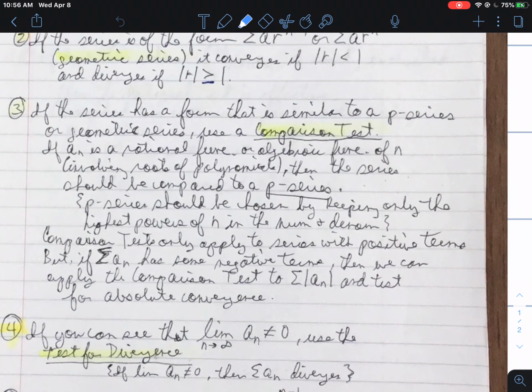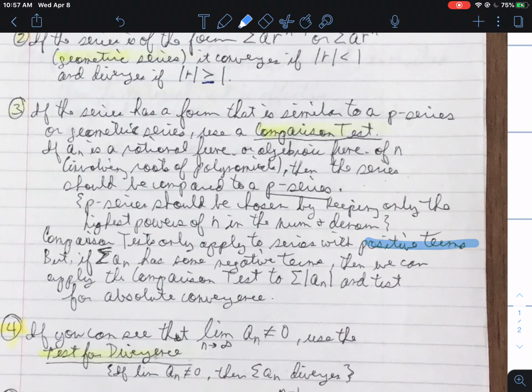Now, comparison tests only apply to series with positive terms. We didn't make a big deal out of this, but even when we did the absolute convergence, we did one where we used a comparison test, but we had to compare it to the absolute values of the terms of our series, because comparison tests are only going to work if our series contain strictly positive terms. Very difficult to compare if you have alternating or different signs of your terms.